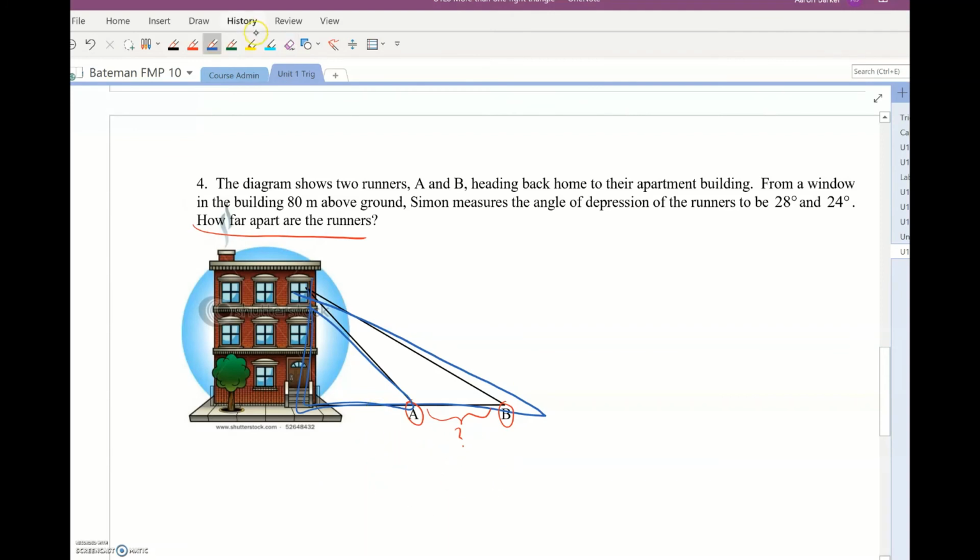Because if we have the entire big triangle, right, we have this entire length, but then we take away this part, what's left over? What we're trying to find. Okay, so that's our goal right there. So let's see here. A and B heading back home to apartments from window 80 meters above. So the little trick right here is this here is 80 meters. Okay, so that would be 80 meters right there, that distance.